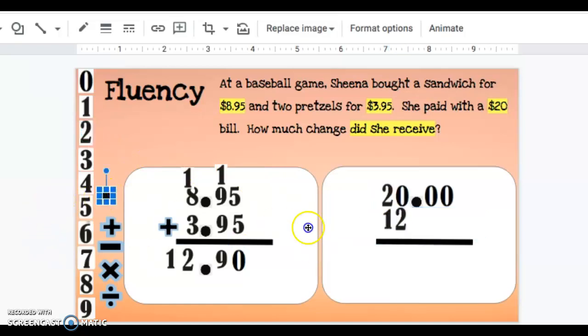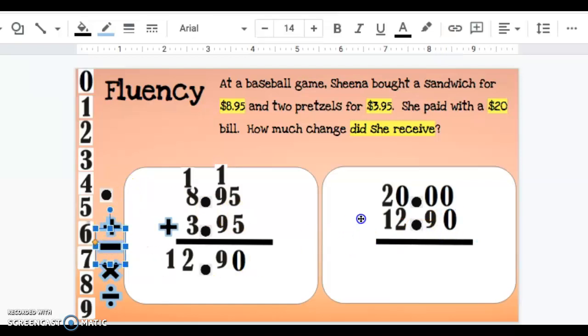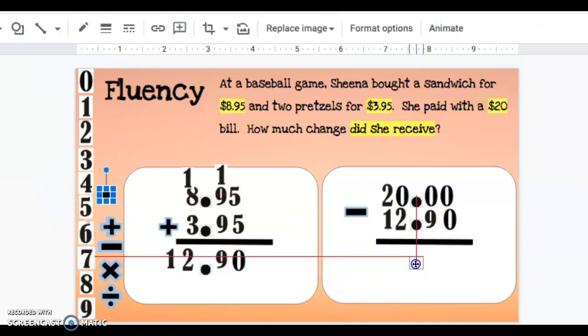The decimal point, lining it up. The 9 is in the 10th spot. And the 0 is in the 100th spot. And I am subtracting it. And I know once I'm subtracting, I need to drop that decimal point straight down. So I drop my decimal point straight down and I begin to subtract. 0 minus 0 is 0.